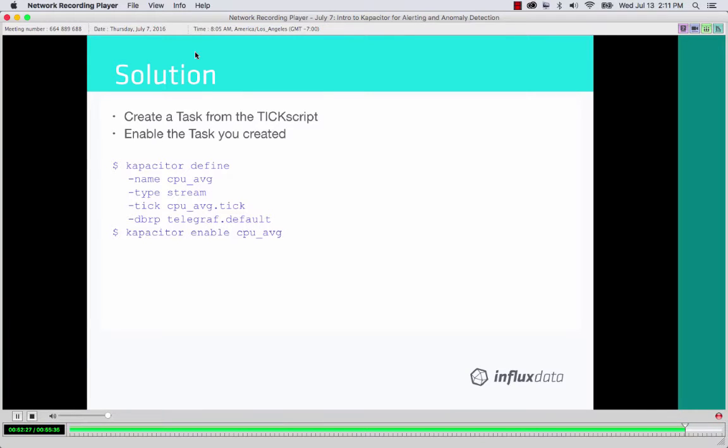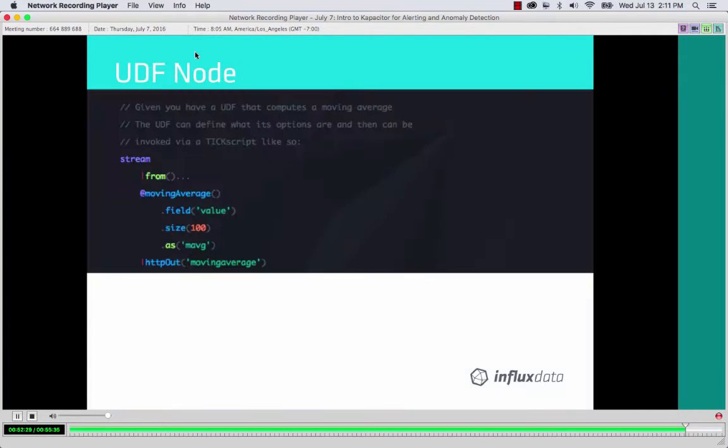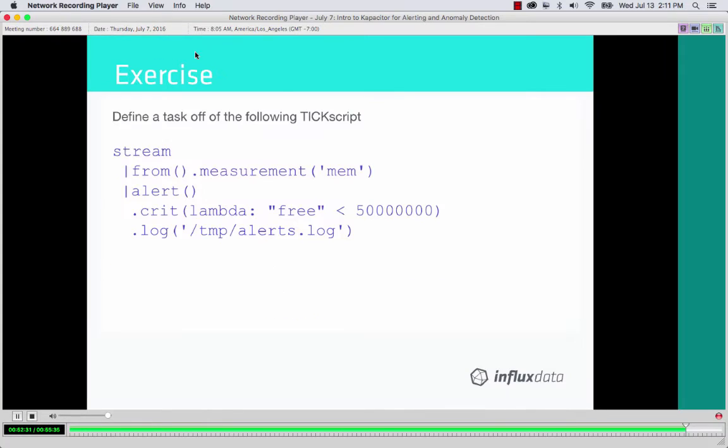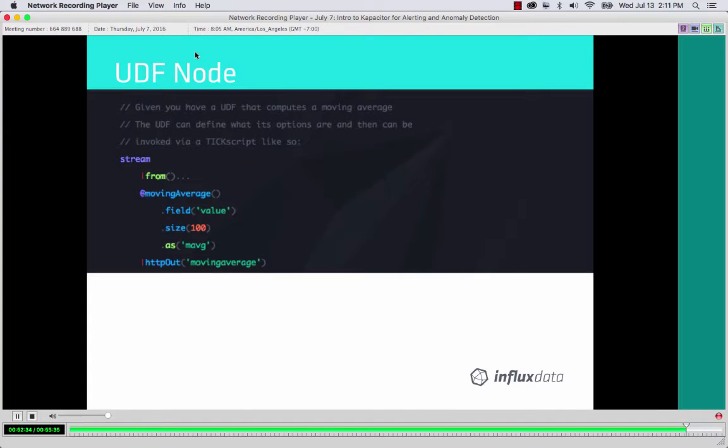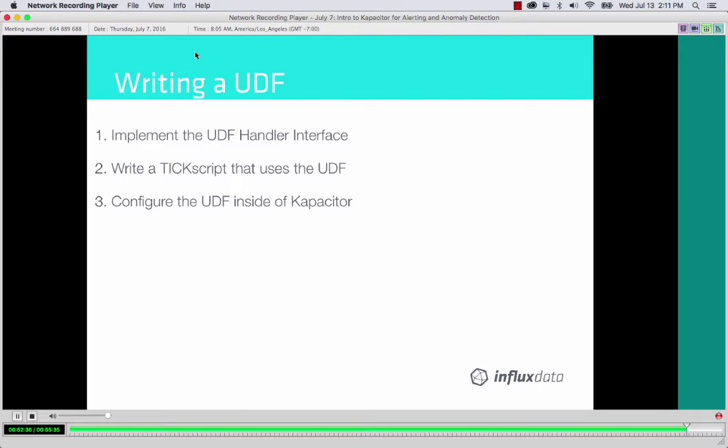If we summarize what we did: we wrote a UDF, and the steps you'd go through for that are to implement the UDF handler interface, write a TICKscript that uses the UDF, and then configure the UDF inside of Kapacitor. Once we do that, we have our own UDF in use in Kapacitor.